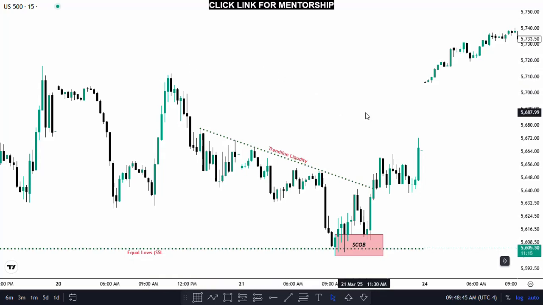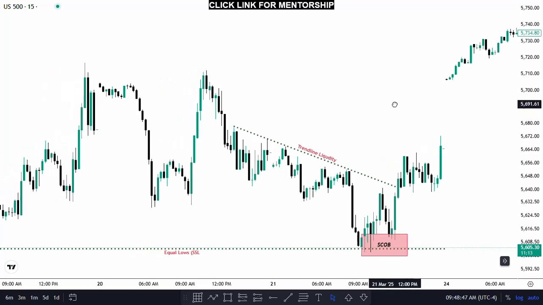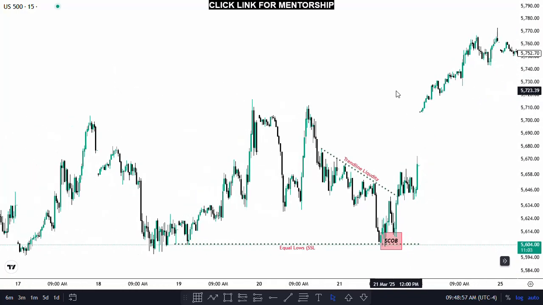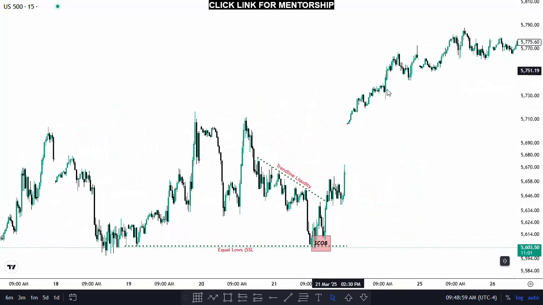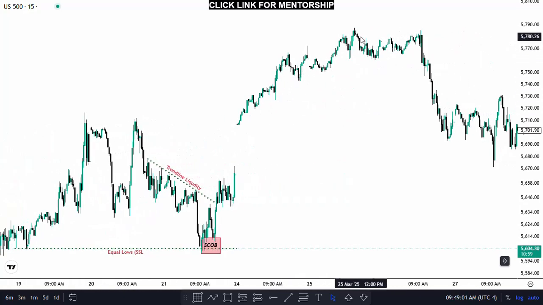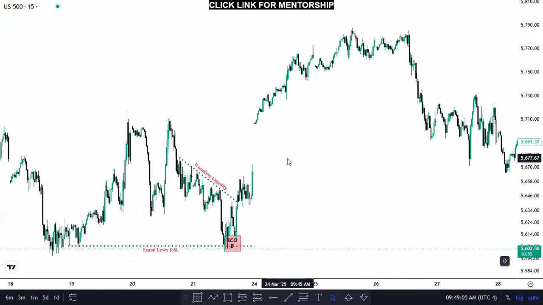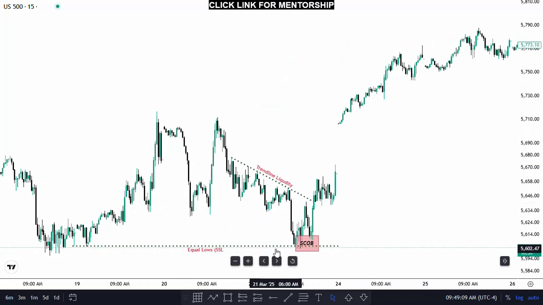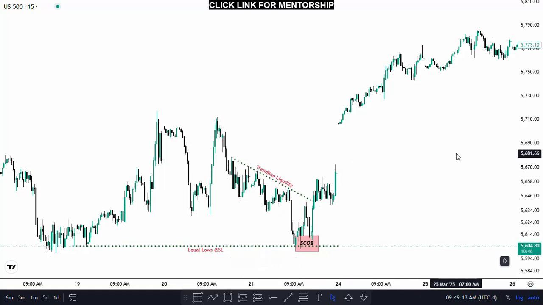So the only thing that you are doing here is taking out profits. If price is already moving your way, you are just taking off profits. If you know me very well, I wouldn't hold my trade all the way to that high, because I know myself, I know my patience is very, very low. So this is one liquidity pool that we talked about. So let's go to the second one.